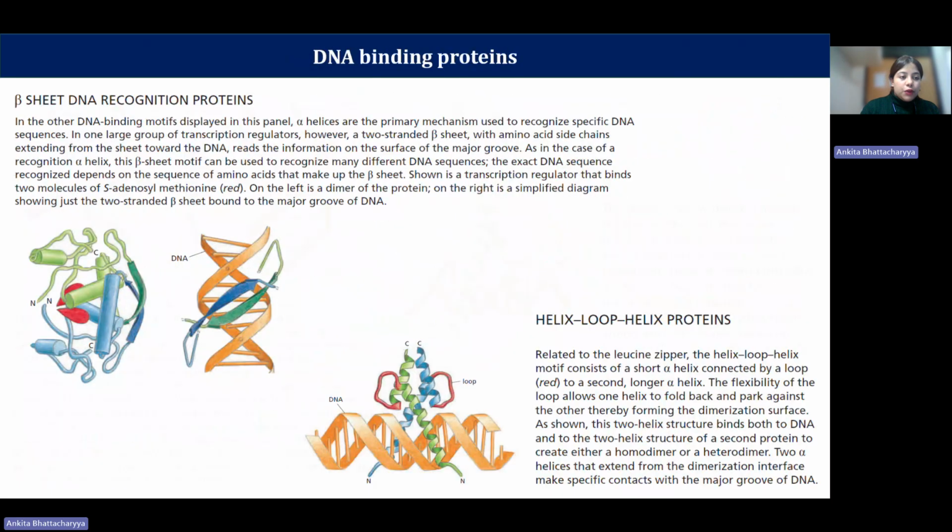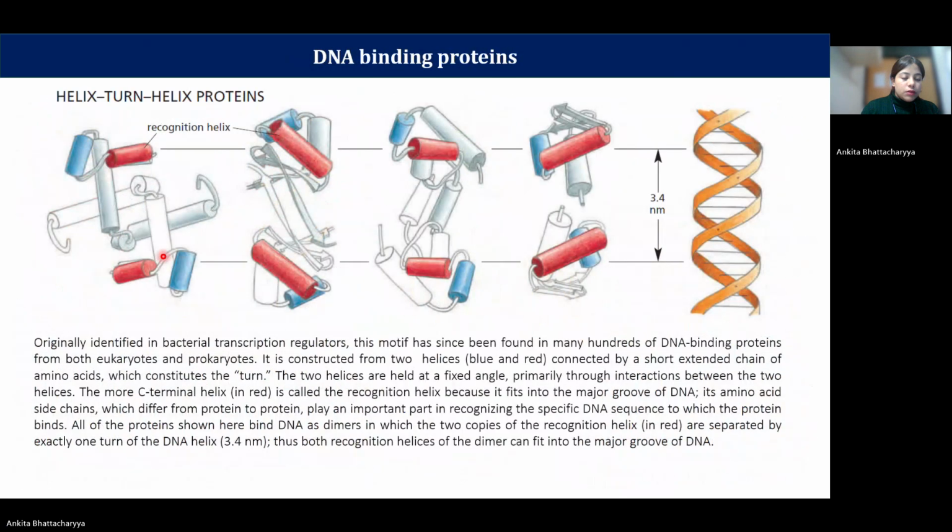So if you look here, helix turn helix proteins were originally identified in bacteria, and this motif has been found in hundreds of DNA binding proteins from both eukaryotes and prokaryotes. It is constructed from two helices, hence the name, shown here in red and in blue, which are connected by a short extended chain of amino acids. So you have an amino acid stretch as well, which is called a turn.